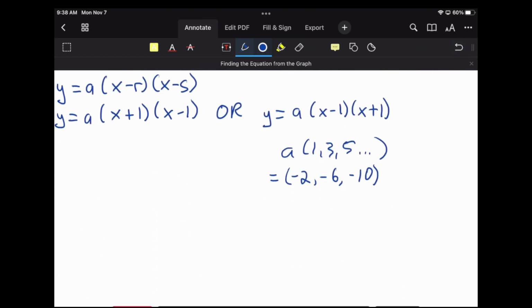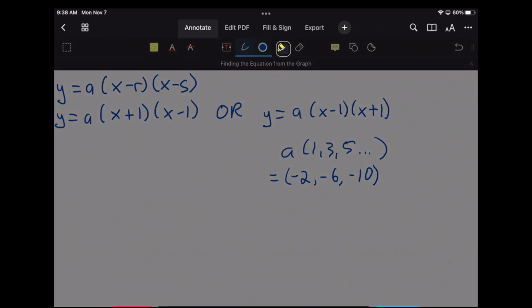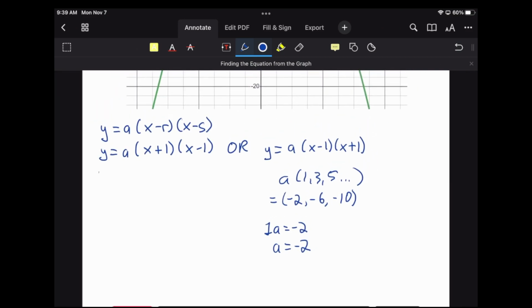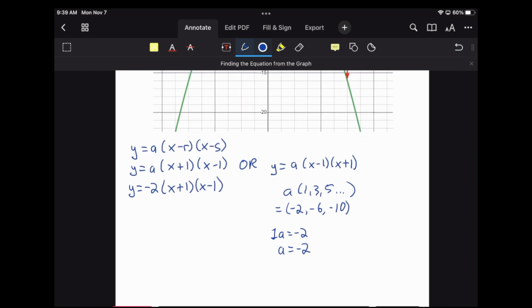Let's quickly calculate our a value. Once again, it doesn't matter which set of info you use here. You could use a times 1 is negative 2. You could use 5a is negative 10. You're going to get the same a value however you calculate it, but let's do the easy one. 1 times a is negative 2, therefore a is negative 2. We can write out our answer: y equals negative 2, x plus 1, x minus 1.